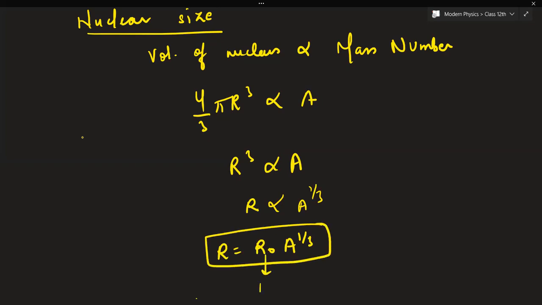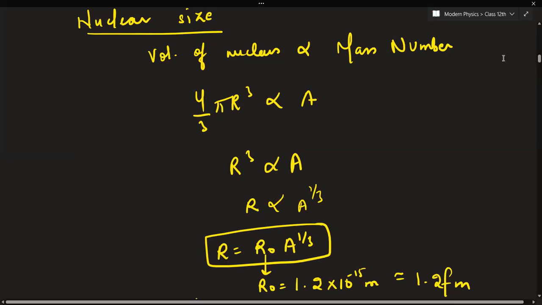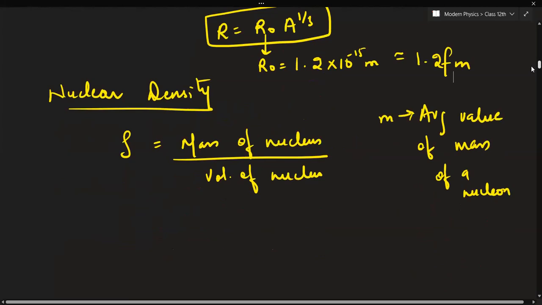This r naught value you have to remember. It is 1.2 into 10 to the power minus 15 meters, or we also write it as 1.2 Fermi. So questions are based on this also. Questions we'll do in the next class only. At least if you have the theory part, we can write this.